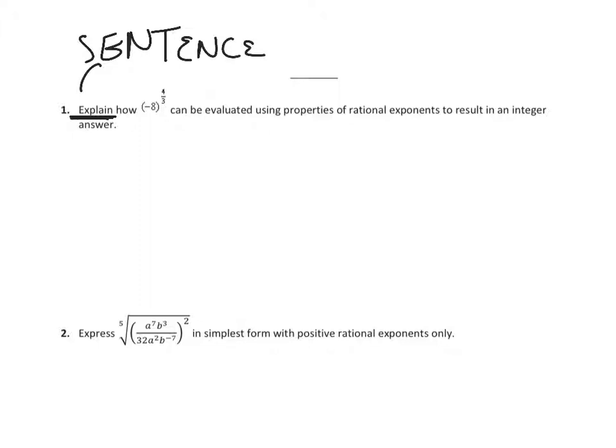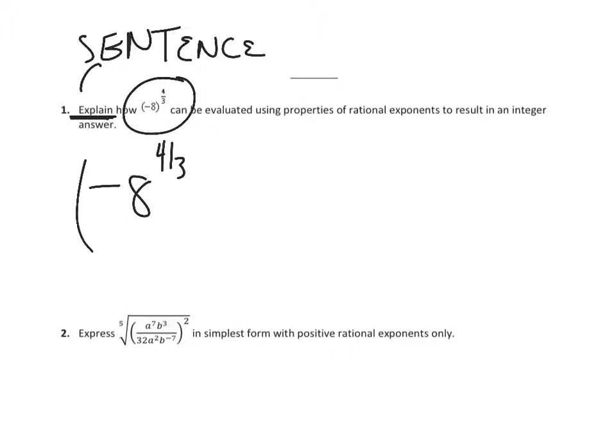So they said, explain how negative 8 to the 4/3 can be evaluated using properties of rational exponents in an integer answer. So yes, you could type that in your calculator, get an answer, and write it down and think you're going to get credit, but it's not going to be true unless you have an explanation. So feel free to type that in your calculator so you know what answer you're shooting for, and then we're just going to talk it out. So I'm going to show math, and then I'm going to write a sentence with it.